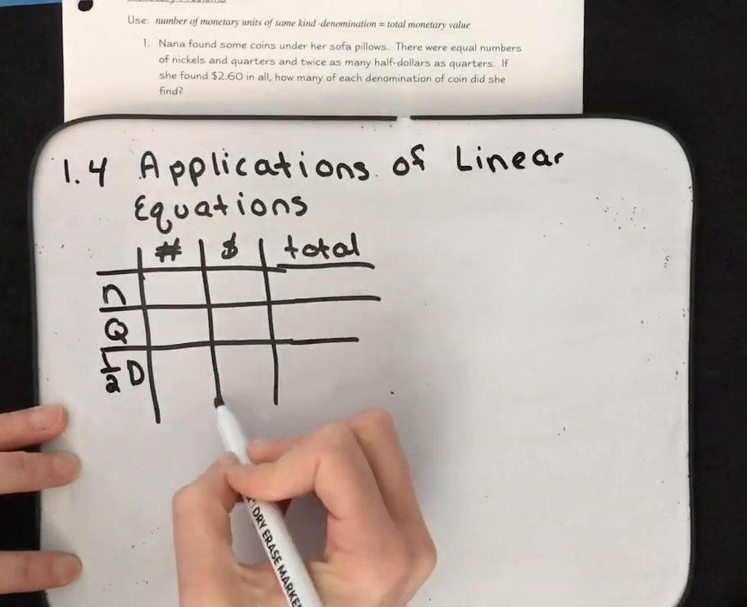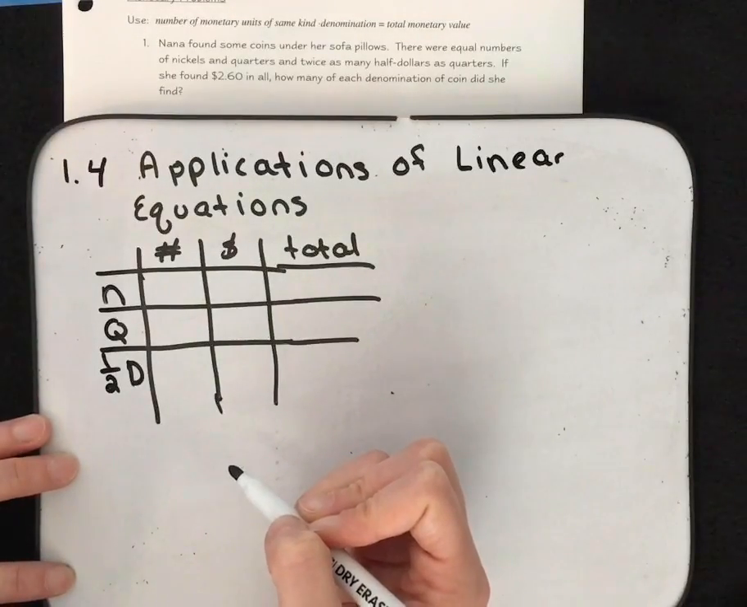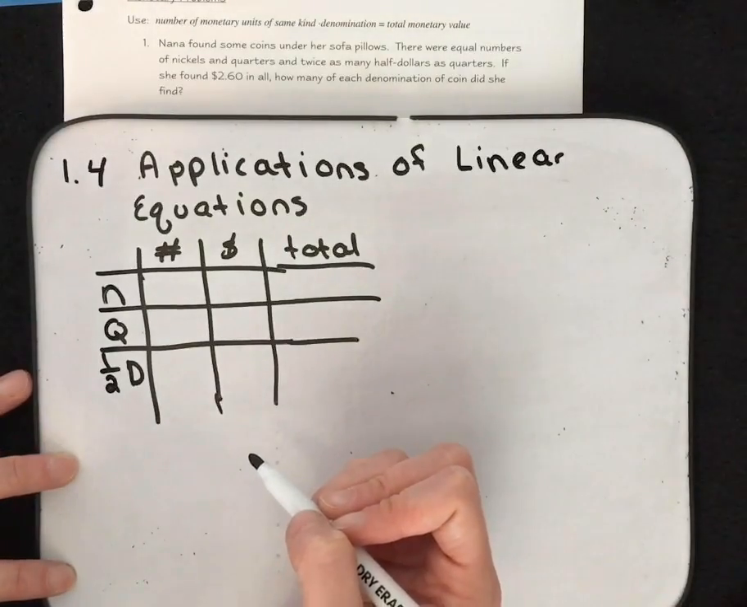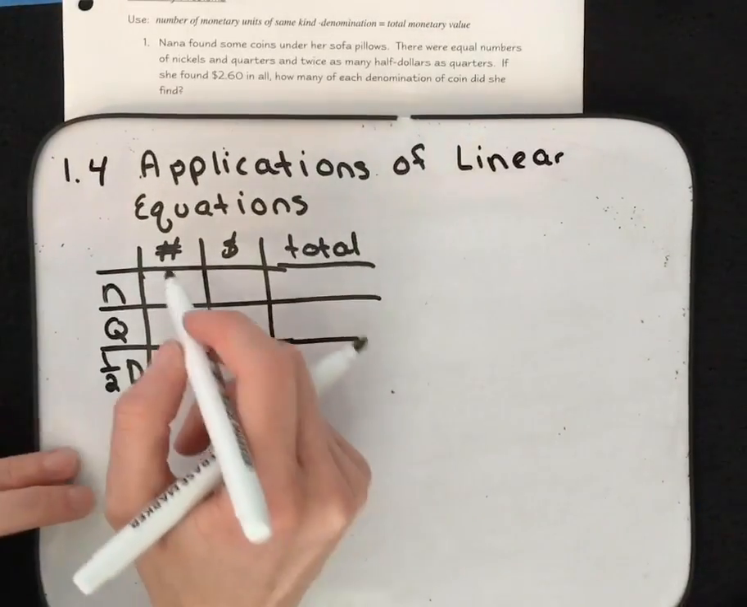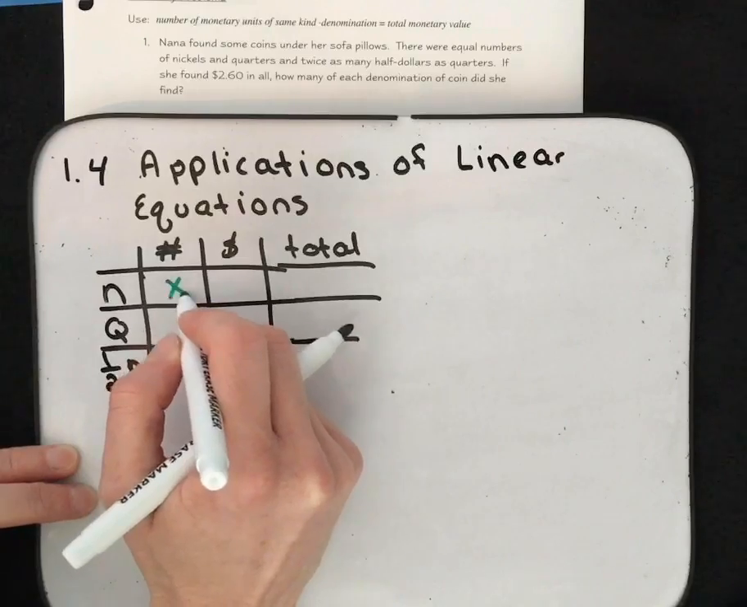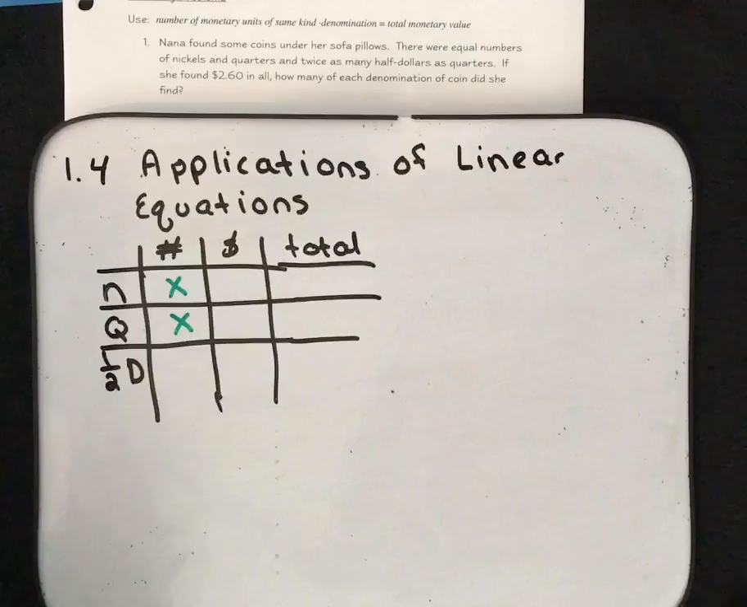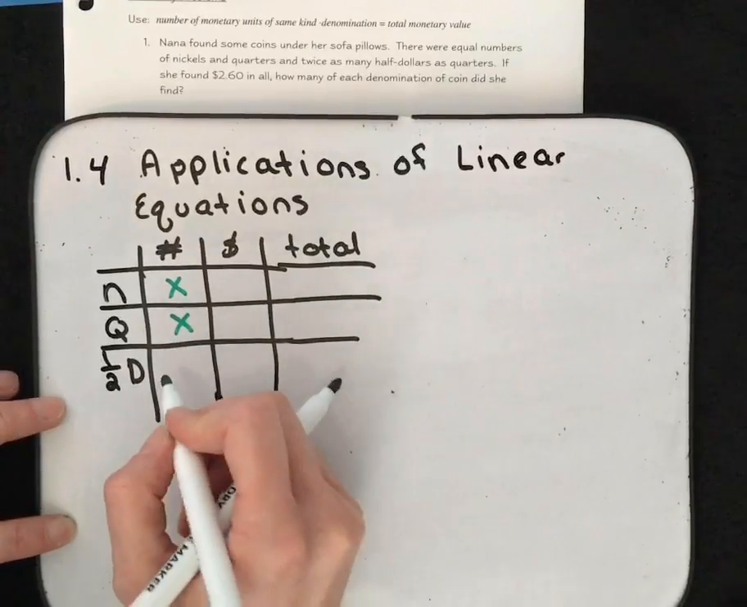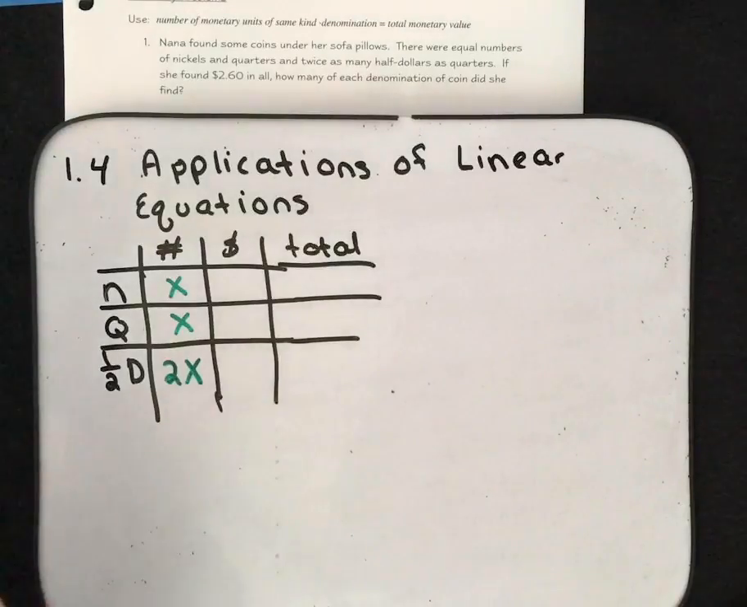As we read down through again, let's fill in our chart. So it says, Nana found some coins under her sofa pillows. There were equal numbers of nickels and quarters. I don't know how many nickels and quarters there were, but it says that there were equal numbers. So if I call nickels X, see in our number column, that means quarters is also X. And then it says, and twice as many half-dollars as quarters. Well, I don't know how many quarters there were, but I know that there were twice as many half-dollars. So twice as many would look like 2X.